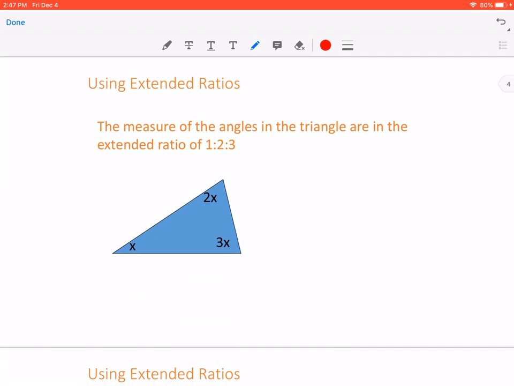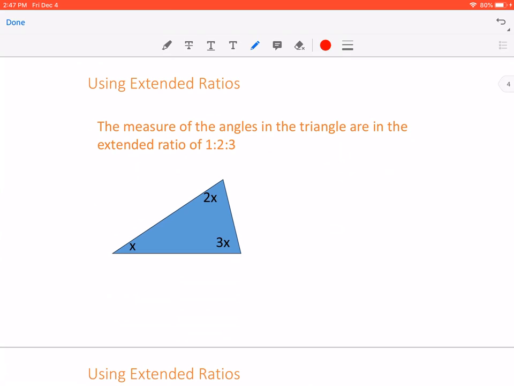Now, what's new with Math 2 is what are called extended ratios. That means you'll probably have more than just two things. There are mainly two types of questions here. They deal with angles in a triangle and perimeter of a triangle. Remember, in a triangle, all the angles have to add up to 180.